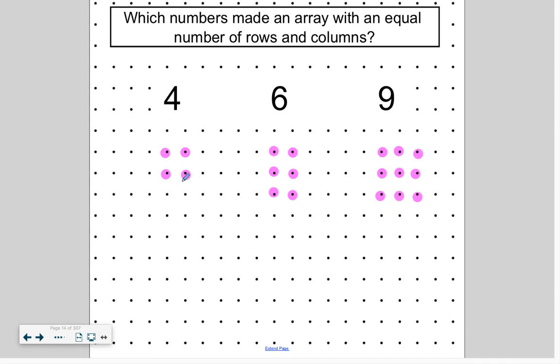If you have 4 blocks, you can make a 2 by 2. A 2 by 2 is a perfect square. If you have 6 blocks, you could do a 3 by 2 or a 2 by 3. That is not a perfect square. If you have 9, you could do a 3 by 3, which is also a square. So that does make a square array. So the numbers 4 and 9 are different than the number 6.